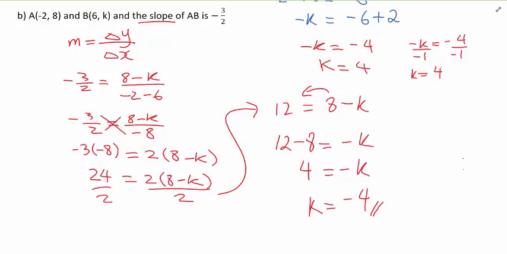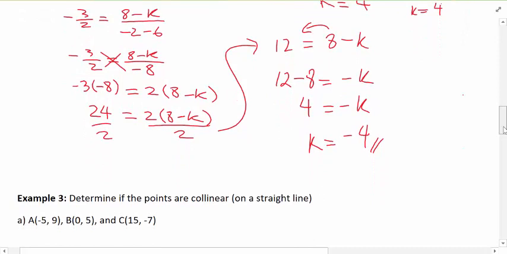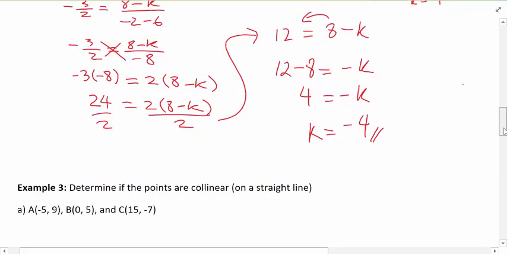Alright, let's continue. I'm not going to say much for the next part here, other than it says determine if the points are collinear. Collinear means are they on a straight line? So how could you tell if these 3 points are on the same line? How would you be able to tell? By looking at their what? If they're on the same line, what can you do?